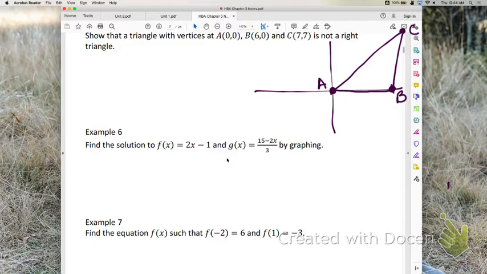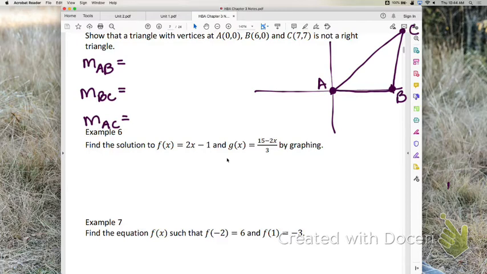If any of my slopes were negative reciprocals, it would mean I had what kind of angle? A 90-degree angle. If none of them are negative reciprocals, then I don't have that, right? So we would find the slope from A to B, the slope from B to C, and the slope from A to C. If I find all 3 of them, and none of them are negative reciprocals, then it's not a right triangle. Okay?